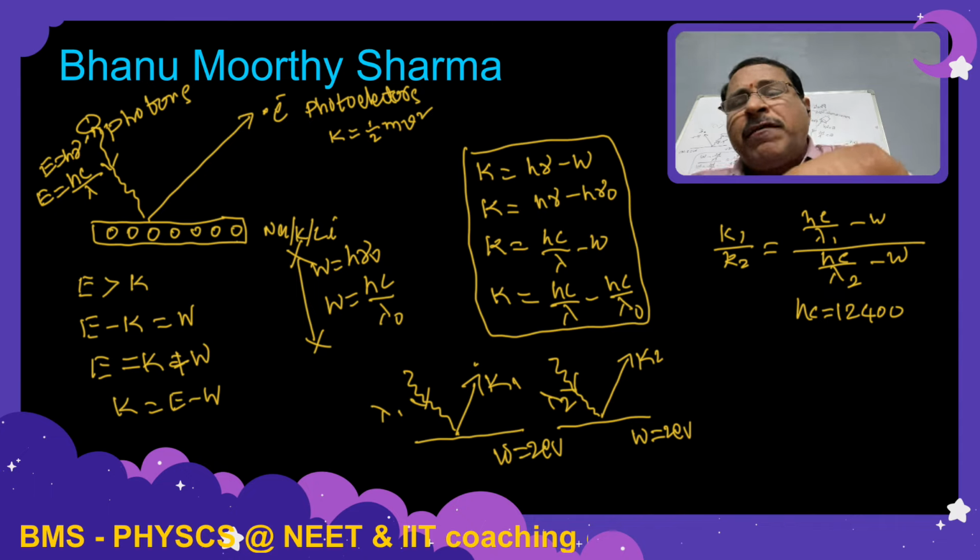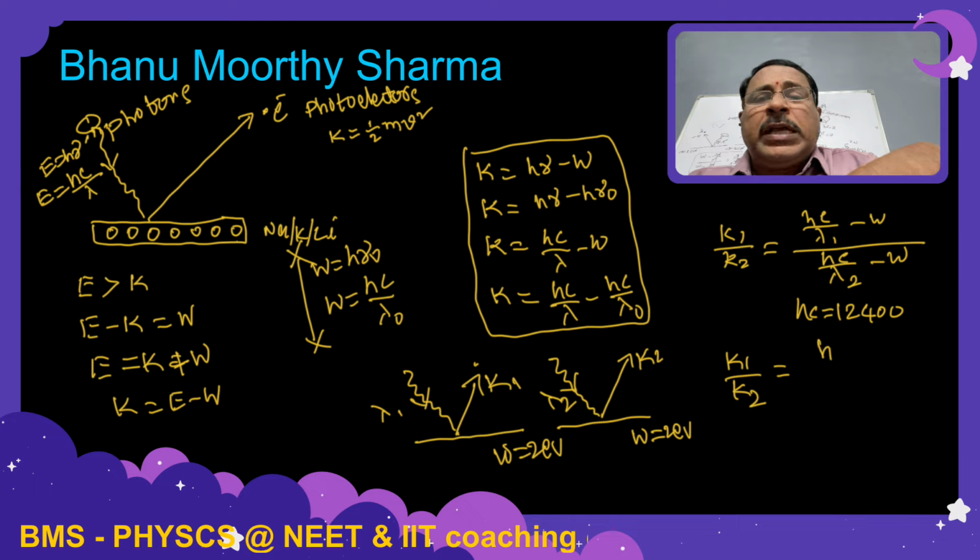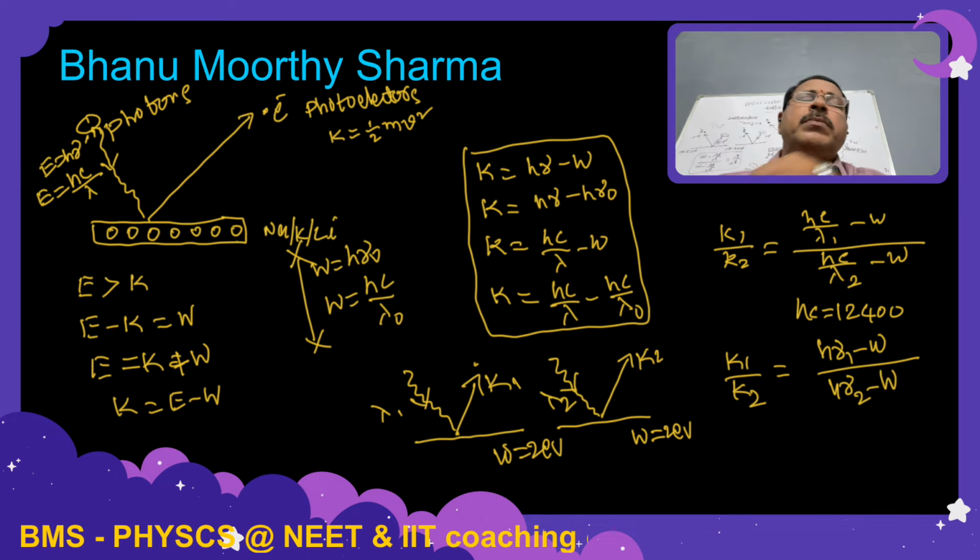My dear students, instead of wavelengths, if frequencies are given to you, how can you compare the kinetic energies of photoelectrons? So that is h nu 1 minus W divided by h nu 2 minus W. Where W, according to the situation, you can mention as h nu naught or hc by lambda naught if the values are given in the problem. If work function is directly mentioned, you can enter its value directly. Otherwise, h nu naught or hc by lambda naught you can substitute. So, my dear students, this is the information regarding photoelectric effect.